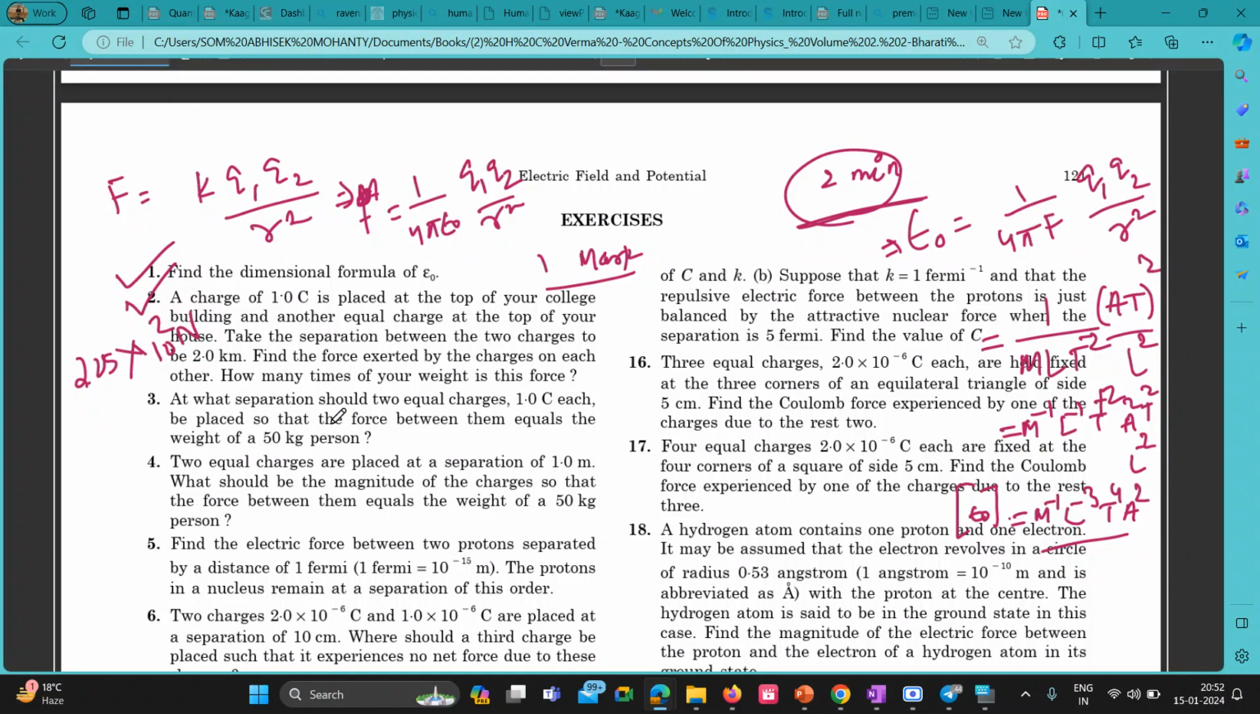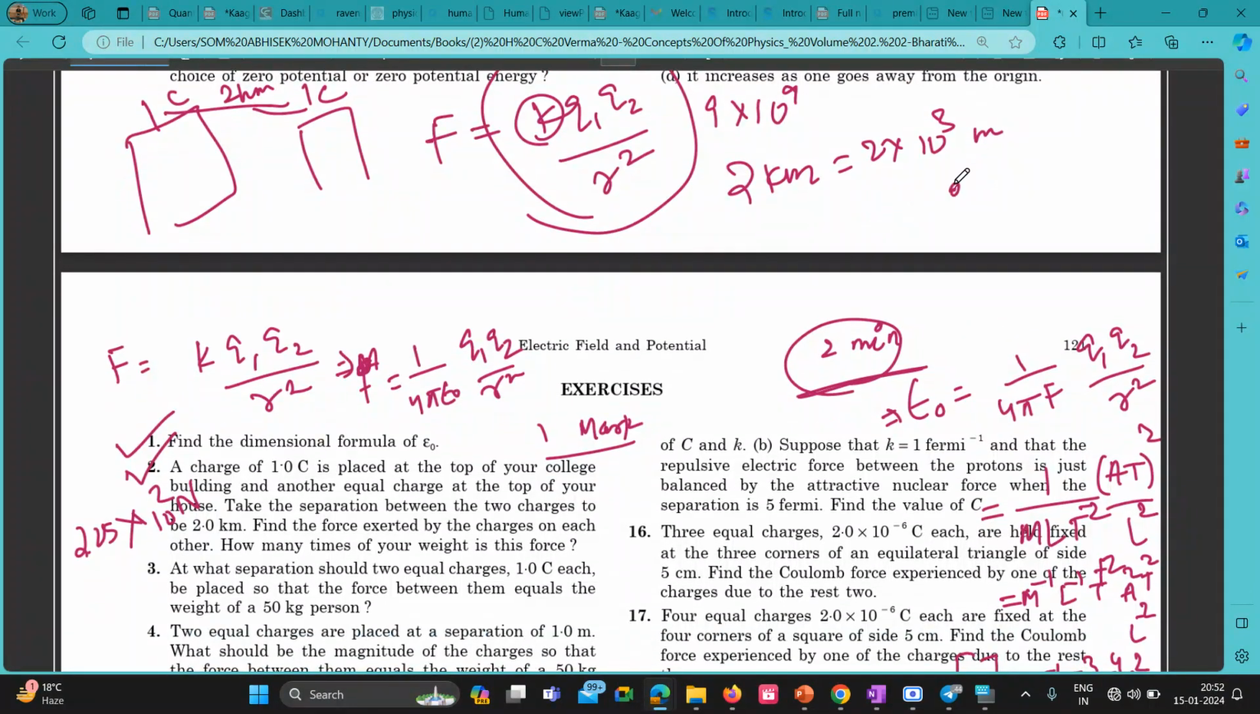Next question. At what separation should two equal charges, 1 coulomb each, be placed so that the force between them equals the weight of a 50 kg person? Two charges, 1 coulomb each, separated by R. The force between them is equal to the weight of a 50 kg person.